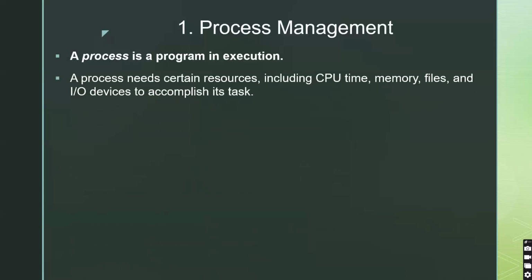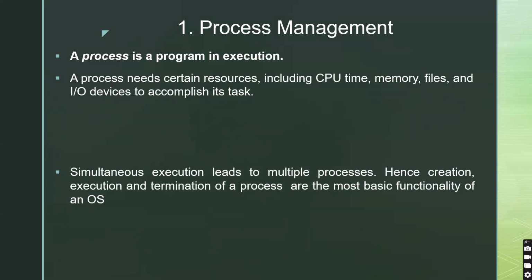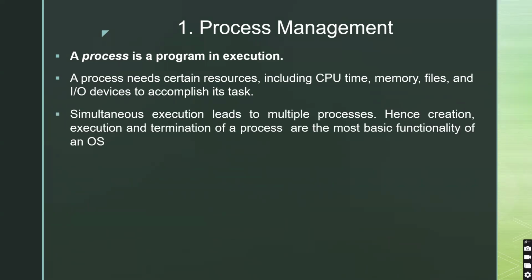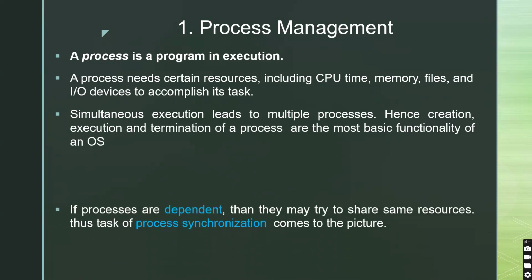A process needs certain resources. Whenever you start the process, it needs CPU time, it needs memory, it needs files, and sometimes it needs IO devices also to complete the task. And simultaneous execution leads to multiple processes. Hence, creation of process, execution of process, and termination of process is managed by the operating system.